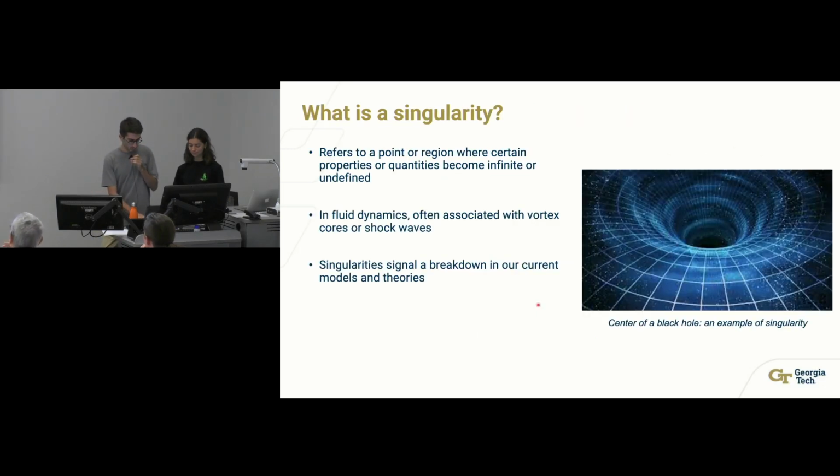So why would it be so interesting? What is a singularity? Basically, a singularity refers to a point or region in space or time where certain properties or quantities become infinite or undefined. For example, the center of a black hole where the density is supposed to be infinite. In fluid dynamics, it's often associated with infinite vortex cores or shock waves. It's very interesting because singularities often signal a breakdown in our current models and theories, so we might need to redefine how we see fluid dynamics.